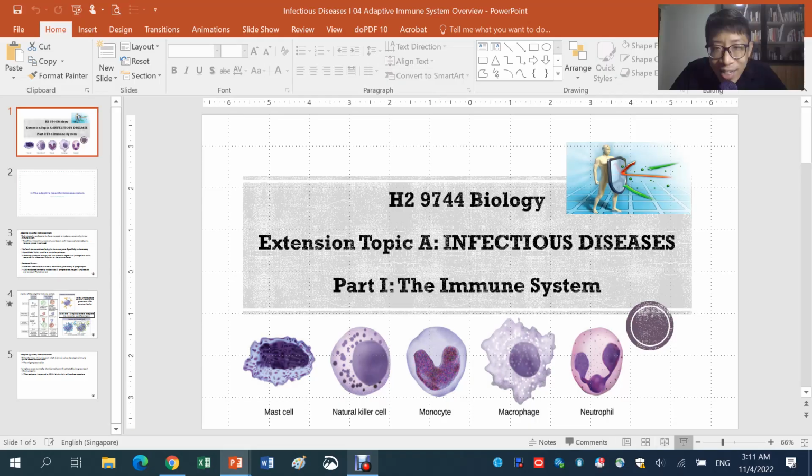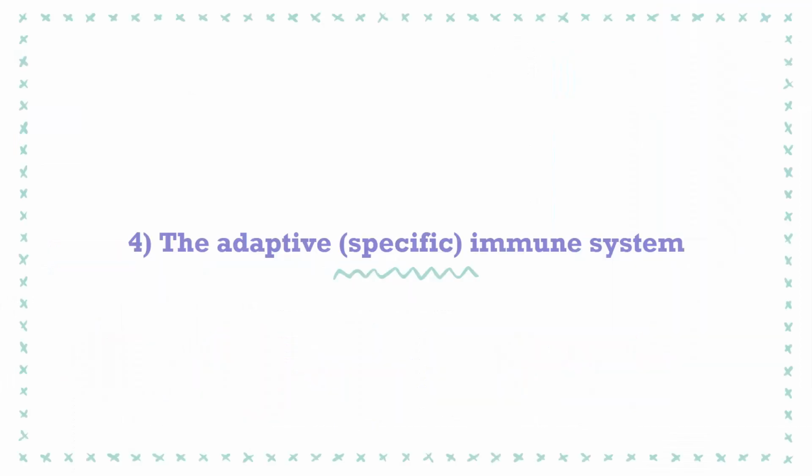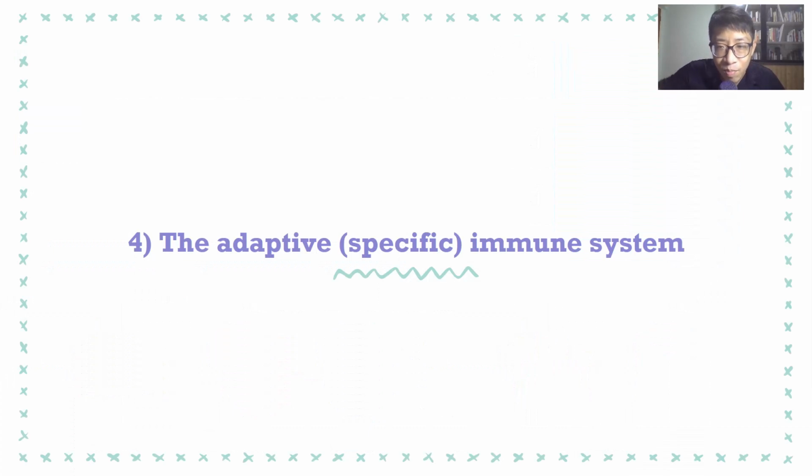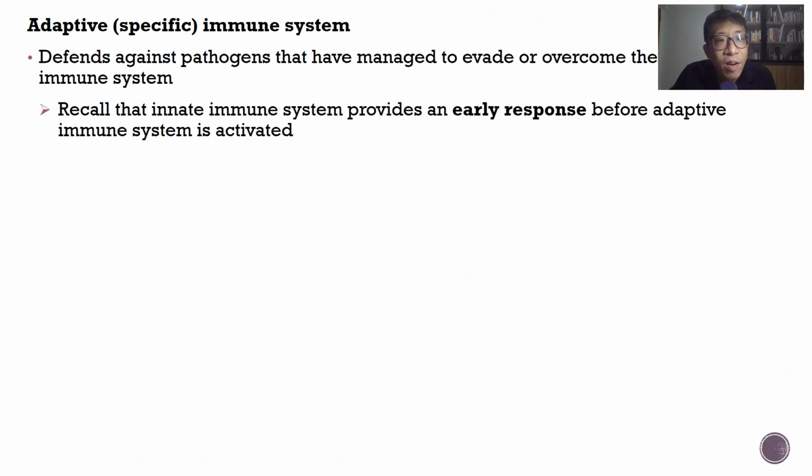Okay, for this recording, we'll be looking at an overview of the adaptive immune system. The adaptive immune system is also known as the specific immune system. It is a later response compared to the innate immune system because the cells involved are usually not that active. They require some time to be activated.